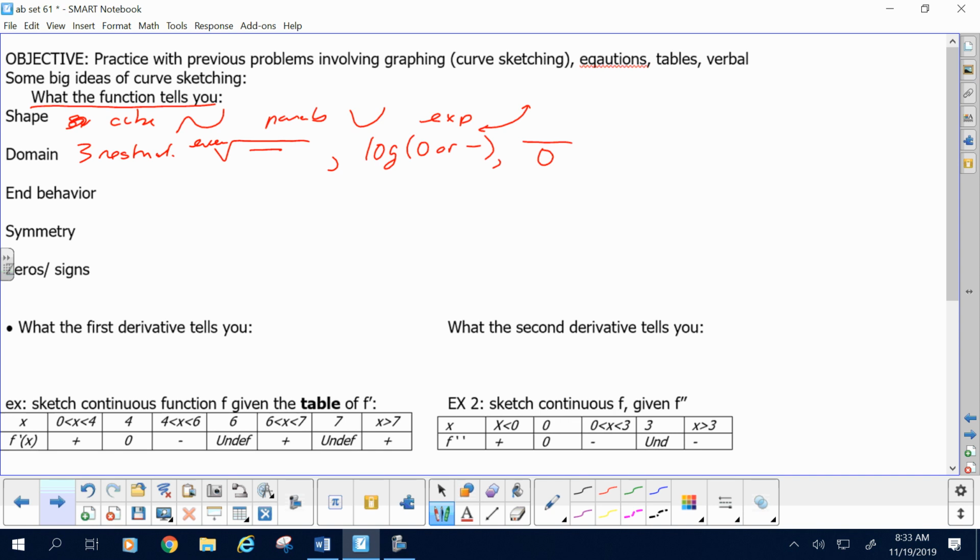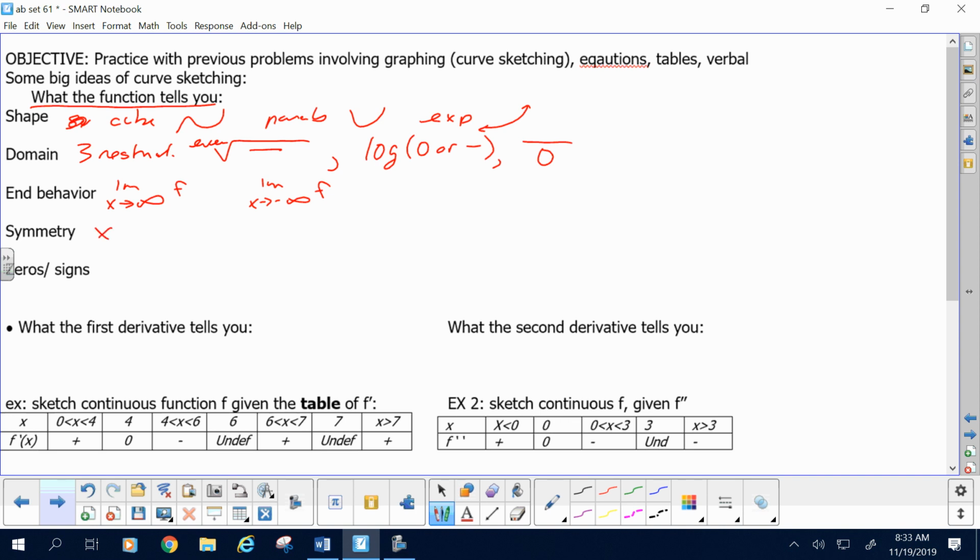End behavior. How do you determine end behavior calculus-wise? The limit as x goes to infinity and negative infinity. Is it necessary that you look at both? Can they be different? They can, actually. You can have different horizontal asymptotes. So you probably should look at both. Symmetry.